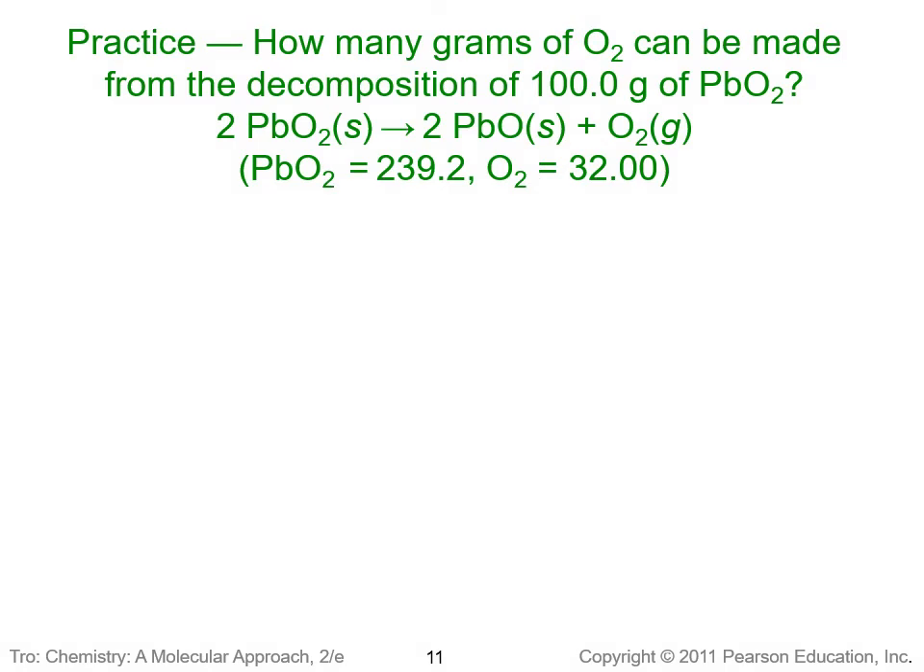Here's a practice problem for you. See if you can determine how many grams of oxygen can be made from the decomposition of 100 grams of lead-4 oxide. Your molar masses are provided in parentheses. Pause the video and determine the mass. If we start with 100 grams of our lead-4 oxide, we have to convert from grams into moles using our molar mass.